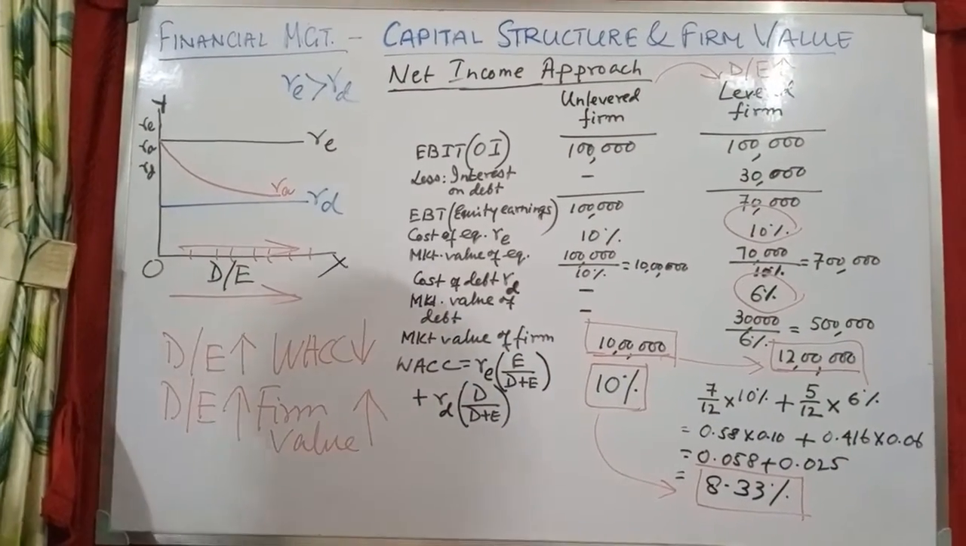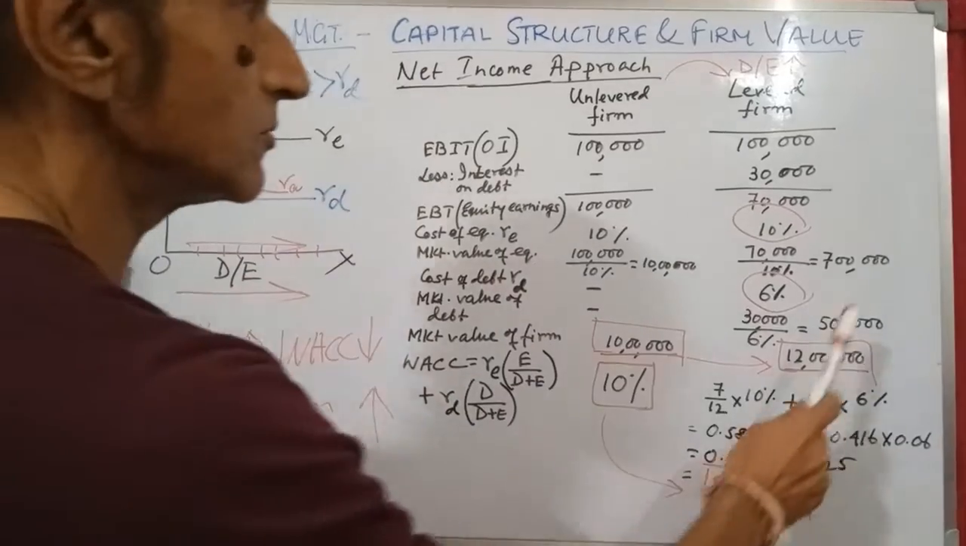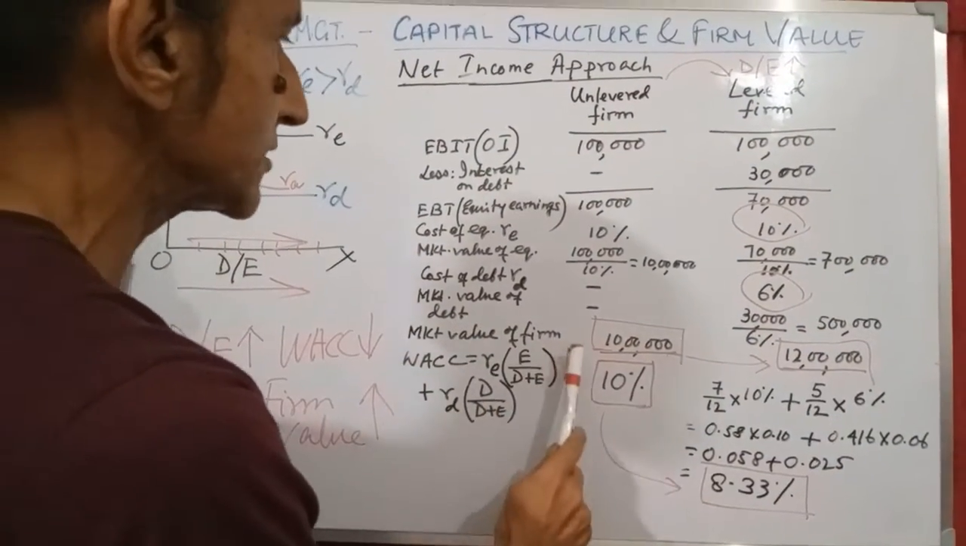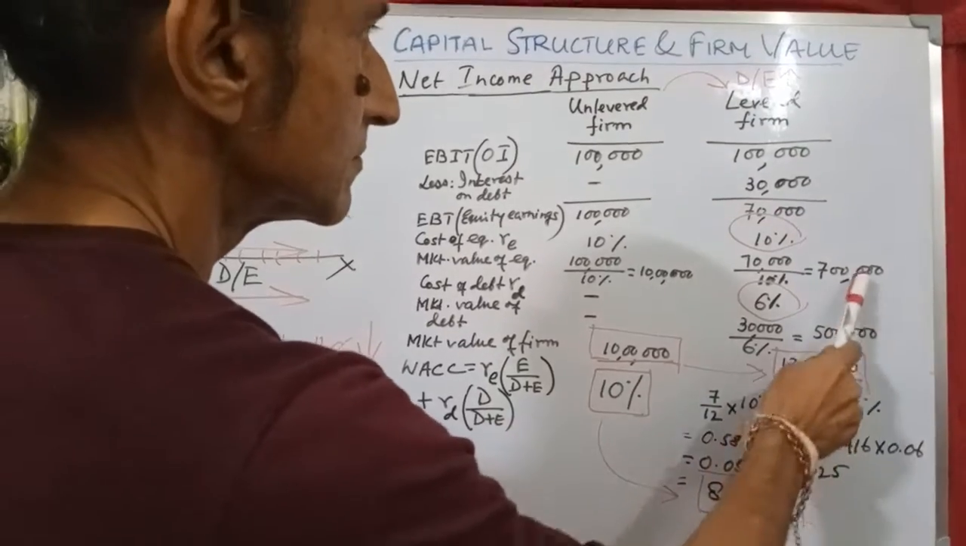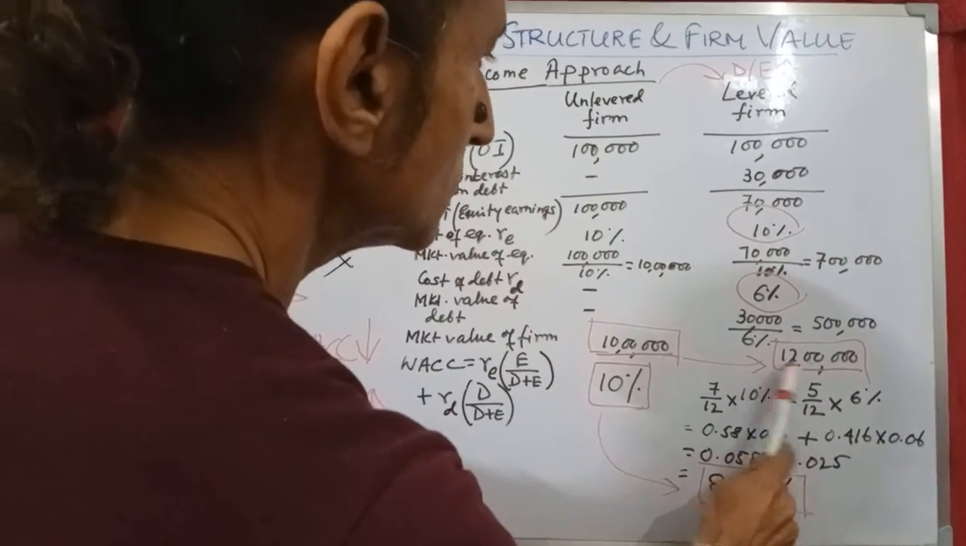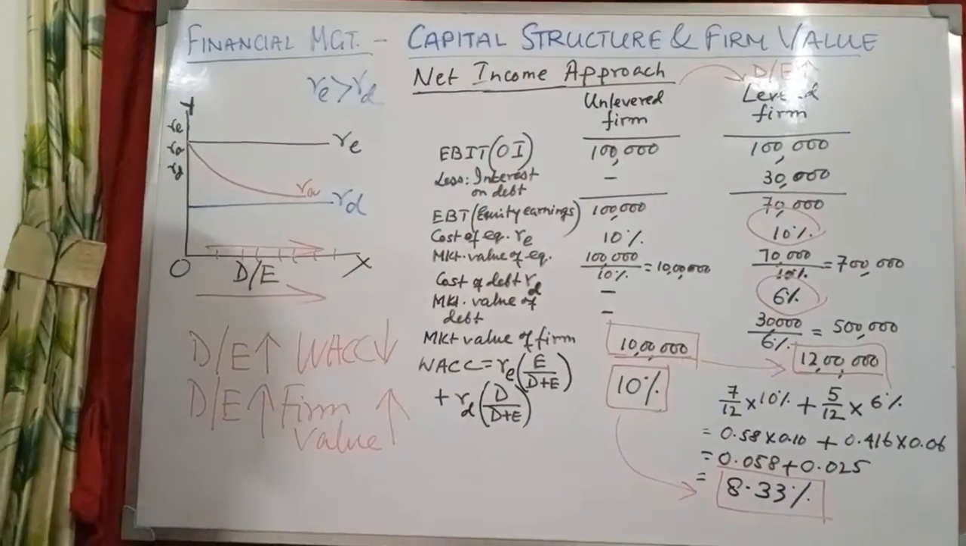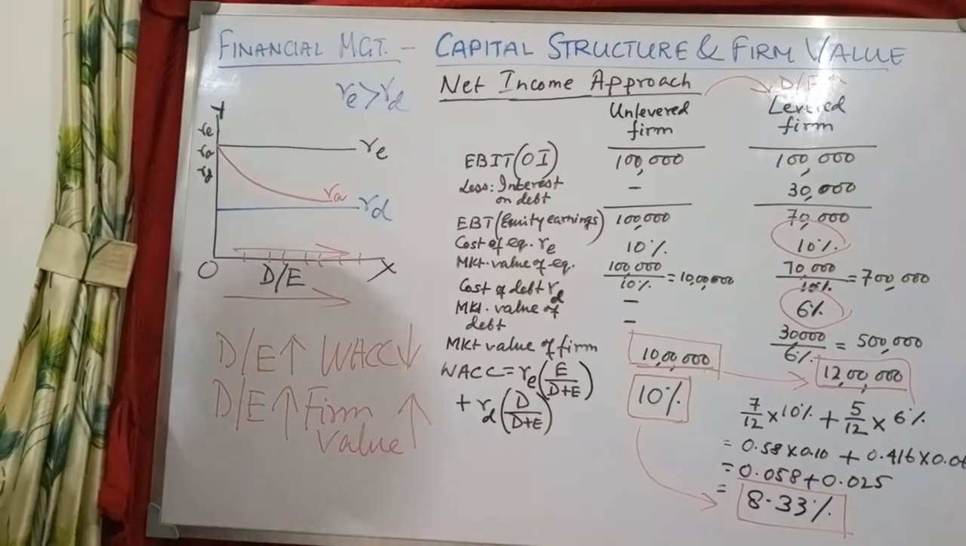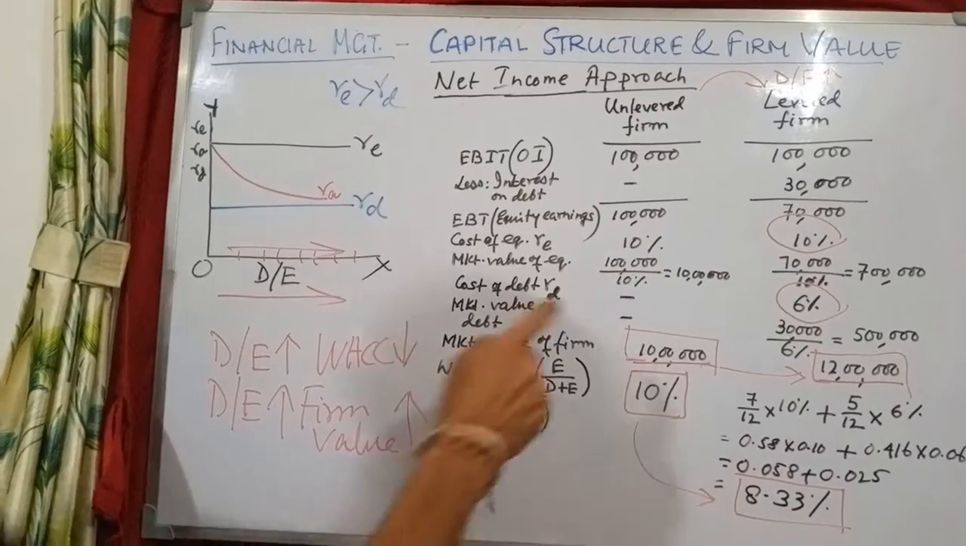And for the levered firm, the market value of the firm is equal to market value of equity, 7 lakh, plus market value of debt, that is 5 lakh. So it comes to 12 lakh. So we see that the market value of the levered firm is more than the market value of the unlevered firm.